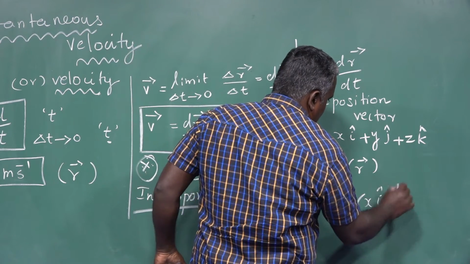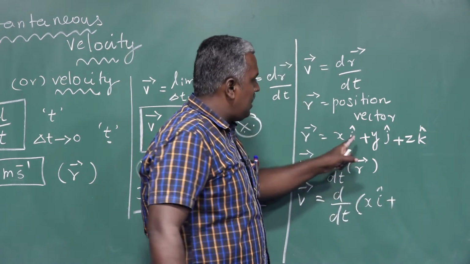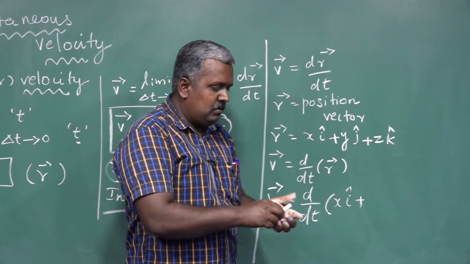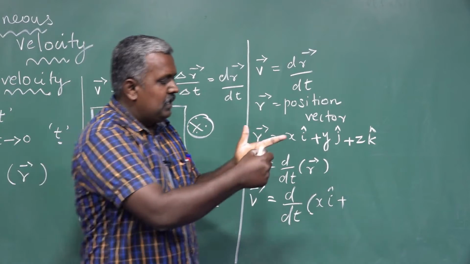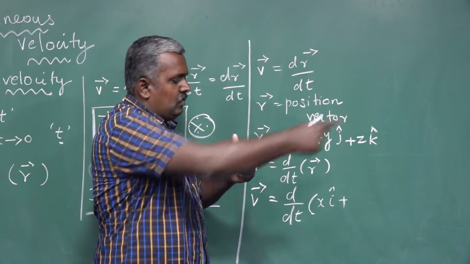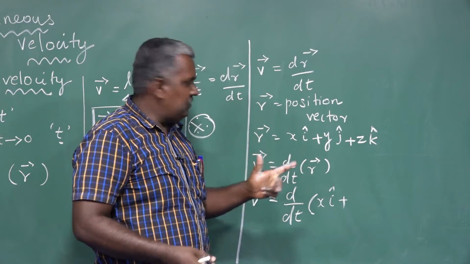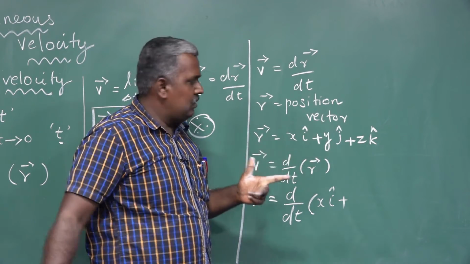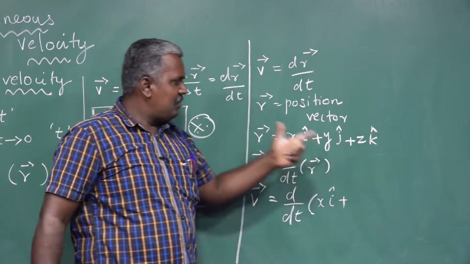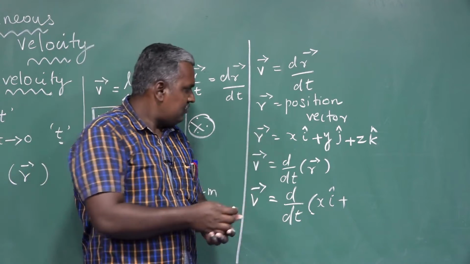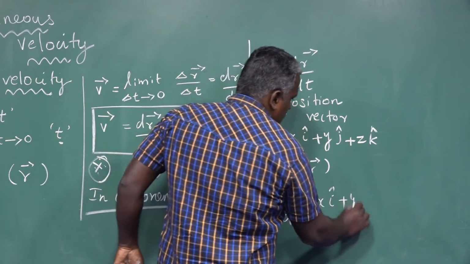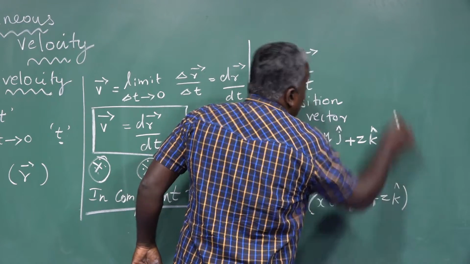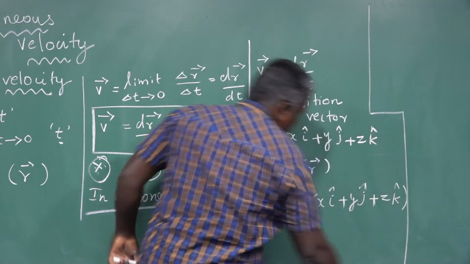X i cap. At the same time, i cap, j cap, k cap are unit vectors along the x-axis, y-axis and z-axis. i cap along x-axis, j cap along y-axis, k cap along z-axis. Very simple, you have already studied this. So plus y j cap plus z k cap. That's all.